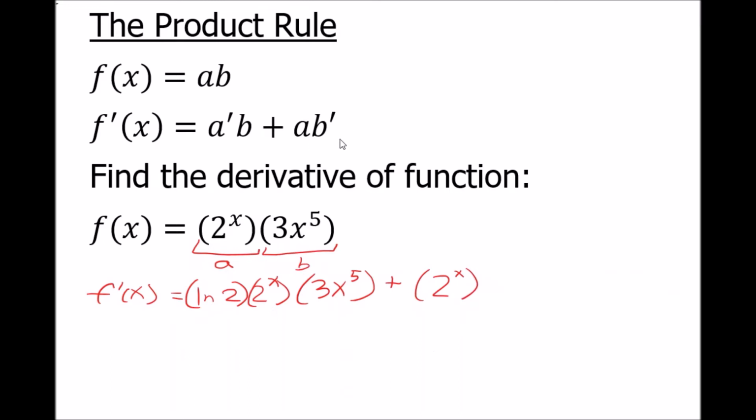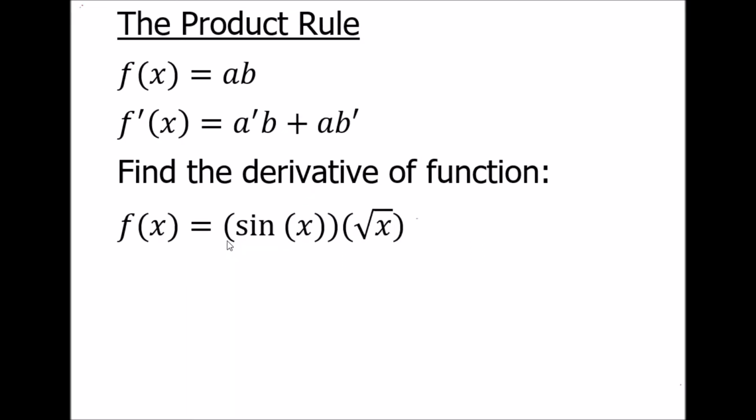That's my b prime. So the derivative of b, of course, I'm just using the power rule, is 5 times 3, which is 15x to the 4th. And that is my derivative. I have used the product rule to find the derivative of these two functions being multiplied. Hey, they're a product.